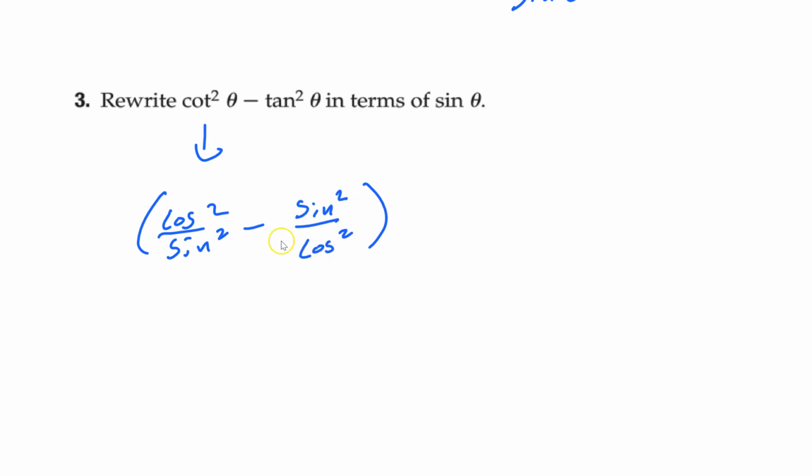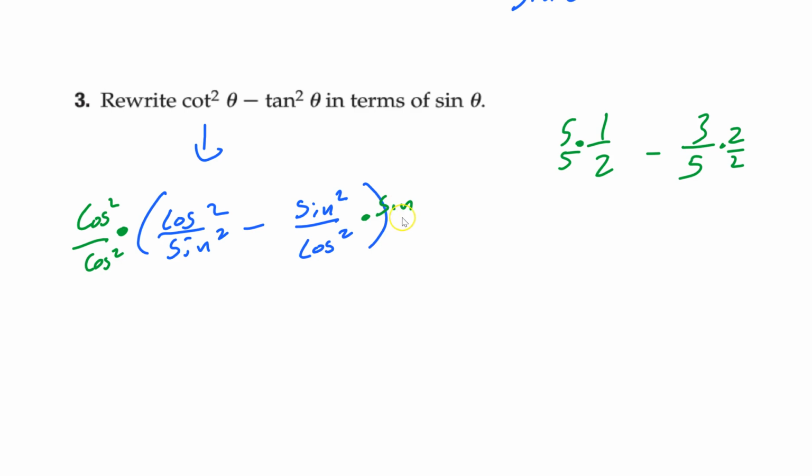What we could do, though, is get a common denominator. Like, let's say I give you 1 over 2 minus 3 over 5. The way you subtract these, you don't just cancel things out. You get a common denominator, multiplying by 5 over 5, multiplying by 2 over 2. Same thing here. This has a sine on the bottom. It needs a cosine. So multiply by cosine over cosine. Multiply this side by sine over sine.